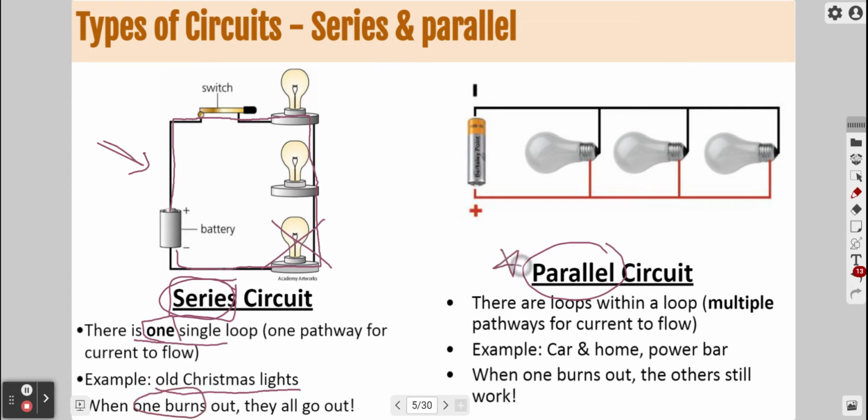And the opposite of that is a parallel circuit. In this kind of circuit, there are multiple loops, loops within a loop, multiple pathways for current to flow. Okay, that's the key.